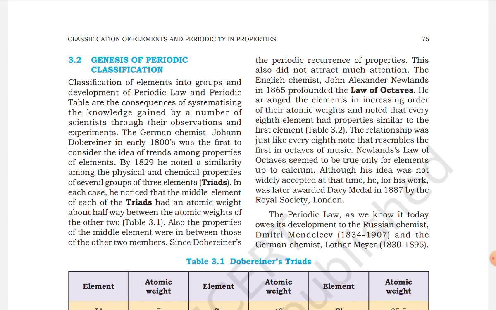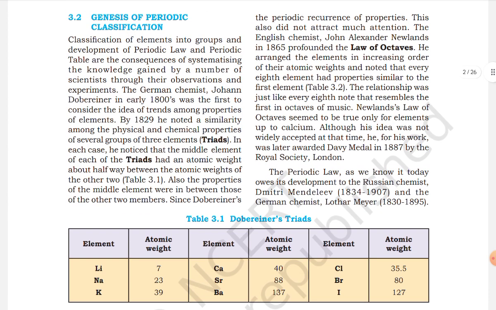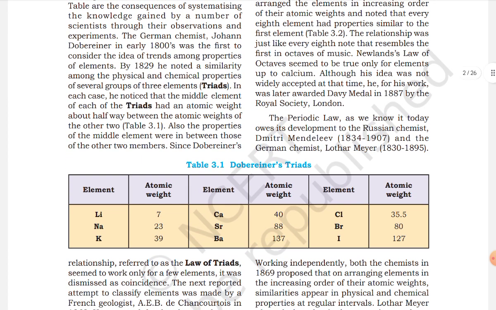The English chemist John Alexander Newlands in 1865 propounded the law of octaves. He arranged the elements in increasing order of their atomic weight and noticed that every eighth element had properties similar to the first element. The relationship was just like every eighth note that resembles the first in octaves of music. Newlands' law of octaves seemed to be true only for elements up to calcium, and his idea was not widely accepted at that time. He, for his work, was later awarded the Davy Medal in 1887 by the Royal Society, London.